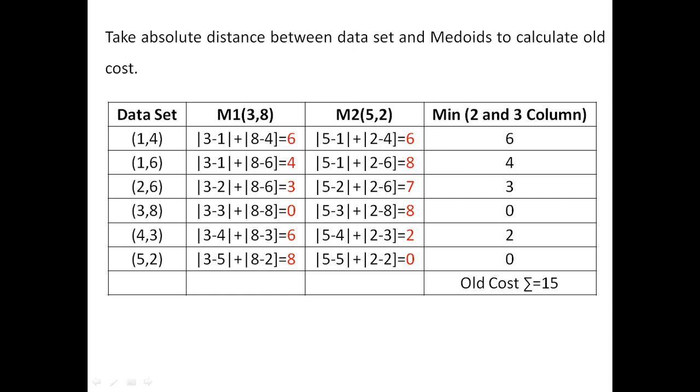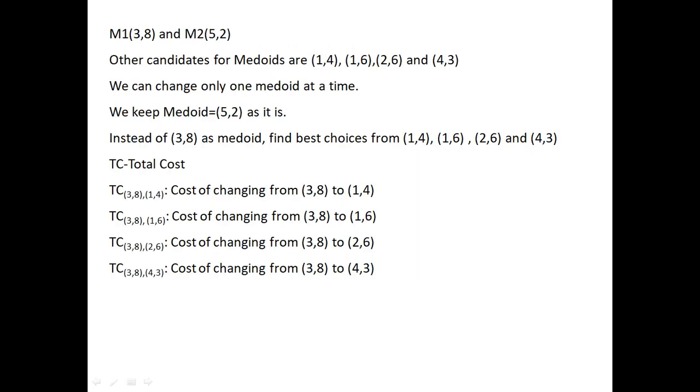Now our initial assumption is that 3, 8 and 5, 2 are the best medoids, but we want to check whether other options besides this are possible or not.